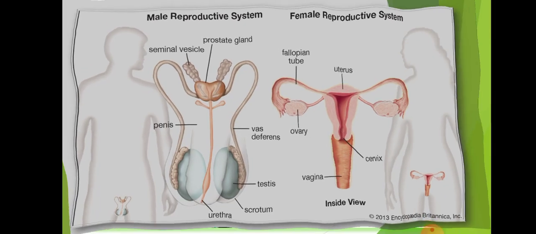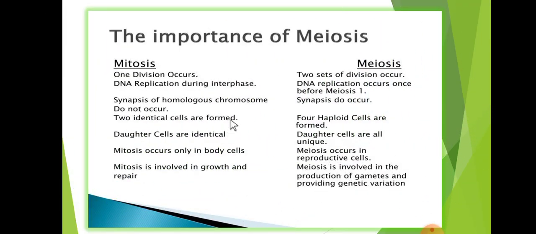Now, what is the importance of meiosis? What is the aim or the goal of meiosis? Look at the meiosis here. Two sets of cell division occur. We have meiosis 1 and meiosis 2. DNA replication occurs once before meiosis 1. Synapsis does occur, which is called crossing over, or the formation of tetrads.